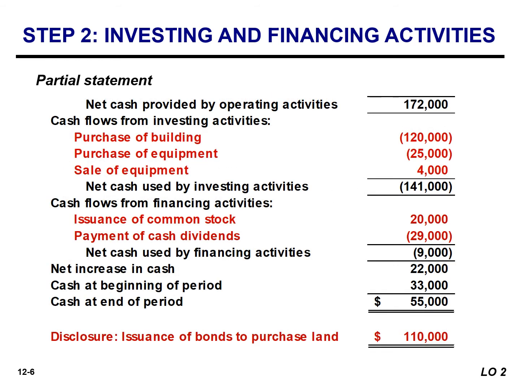Here's a partial statement, and again, the focus is on the investing and financing activities, and you can see the purchase of the building and the equipment are negative or outflows, whereas the proceeds from the selling of the equipment is an inflow, a positive number. Issuing common stock is showing as a positive number because it's an inflow, whereas the payment of cash dividends we're going to show as a negative number, which represents an outflow.